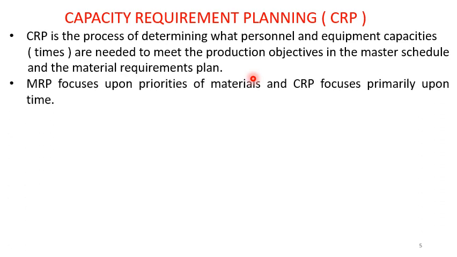Whereas MRP focuses upon priorities of materials. We saw how much and when it is required, what materials, and in how many quantities. Whereas CRP focuses mainly on time. Time here again refers to the capacity. That's why it's called CRP, capacity requirement planning. So MRP focuses upon priorities of materials and CRP focuses primarily upon time.